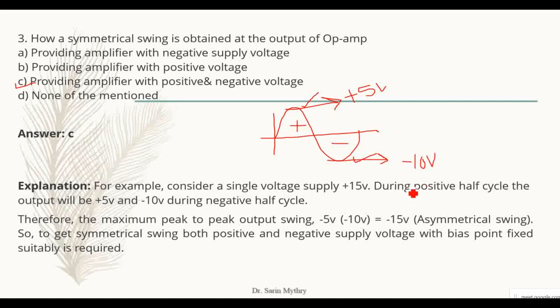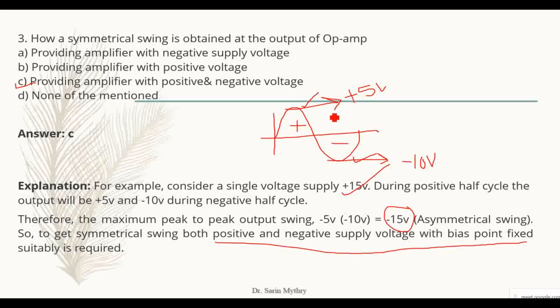So you are supposed to have, if you want to get a symmetrical swing, means what? If you are given a positive 15, ultimately, when you see the combination of this one, it has to be plus 15 only. It has to be a symmetrical swing. So in order to get the symmetrical swing, what are we supposed to do? Both this positive supply and negative supply should be biased at a fixed point which is suitable for this operation.